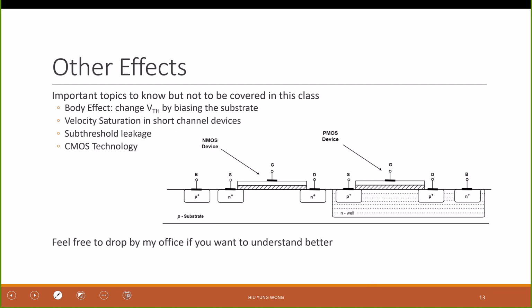So we also have other effects that we did not discuss, and we will not discuss. For example, the body. If you bias the body, the threshold voltage will change. Velocity saturation. And we keep saying that when the gate voltage is less than the threshold voltage, it is off, right? That's not the reality. Nowadays, all the transistors are leaking maybe 1 pico or even 1 nanoampere of current when they are off.